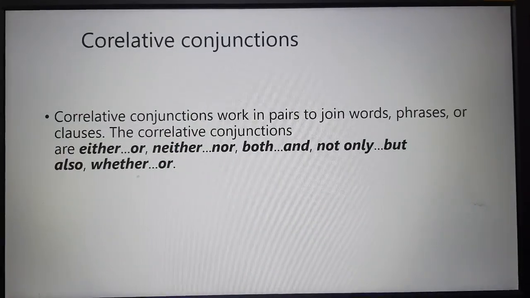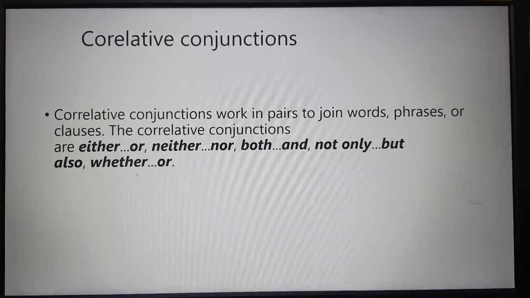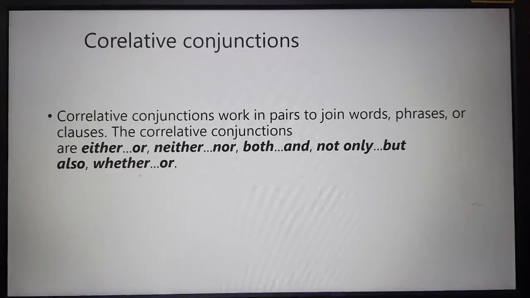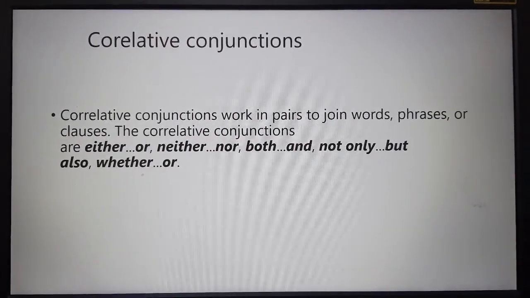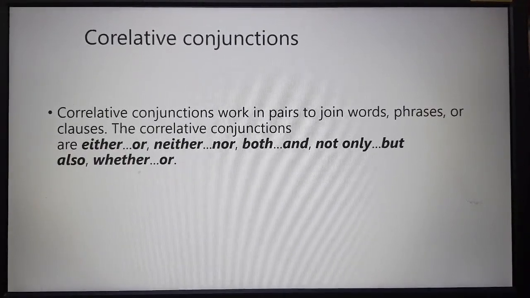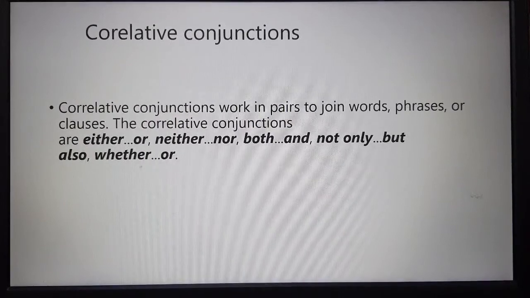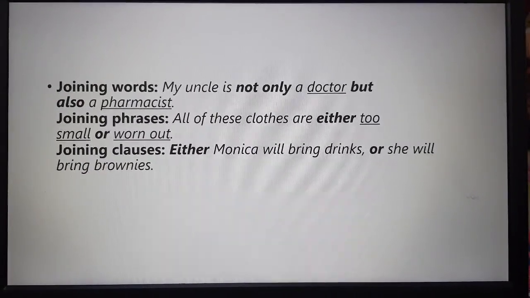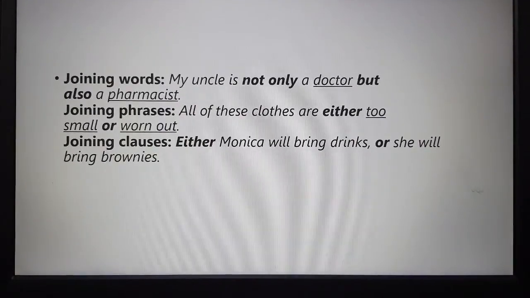Now let us talk about correlative conjunctions. Correlative conjunctions work in pairs to join words, phrases, or clauses. The correlative conjunctions are either/or, neither/nor, both/and, not only/but also, whether/or. Now, joining words: how can you join? My uncle is not only a doctor but also a pharmacist.